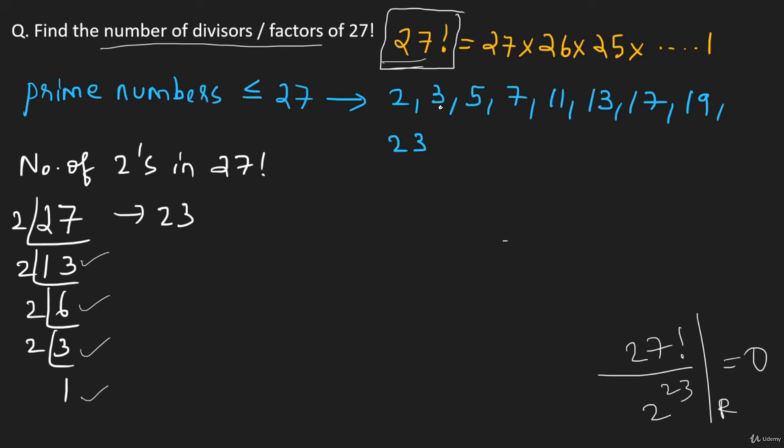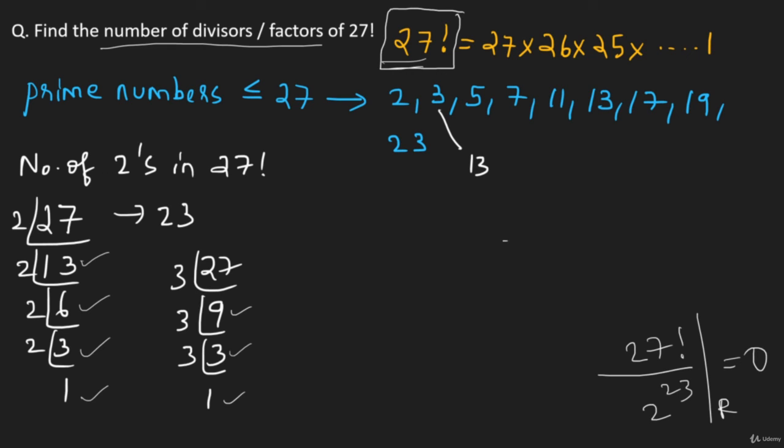Let's find the number of 3's in 27 factorial. That would be 27 by 3, it gives me 9. 9 by 3 is equal to 3. 3 by 3 is equal to 1. So I stop over here because 1 by 3 gives me a quotient of 0. And I have to add these values: 9 plus 3 plus 1, which is equal to 13. So the highest power of 3 in 27 factorial is 13.